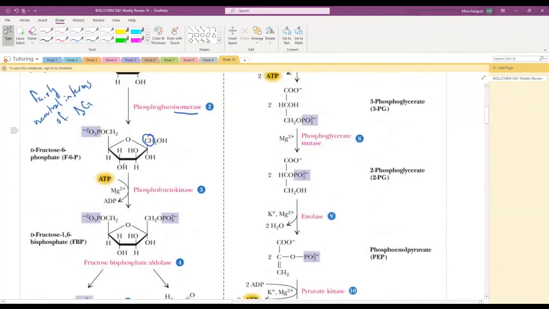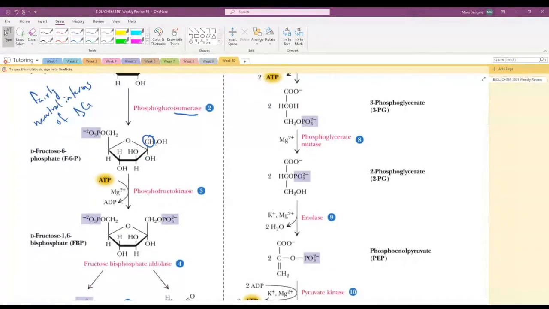This next reaction is also going to be pretty spontaneous because we're using ATP hydrolysis once again.